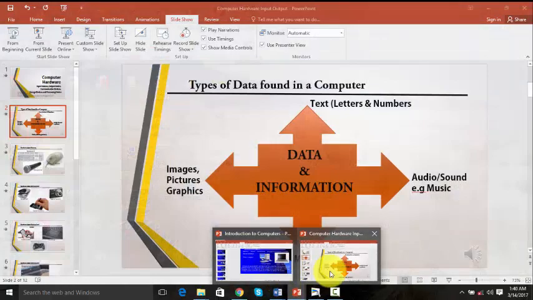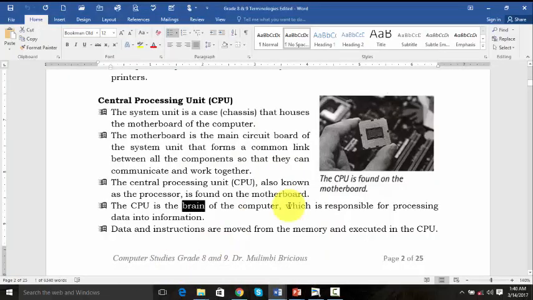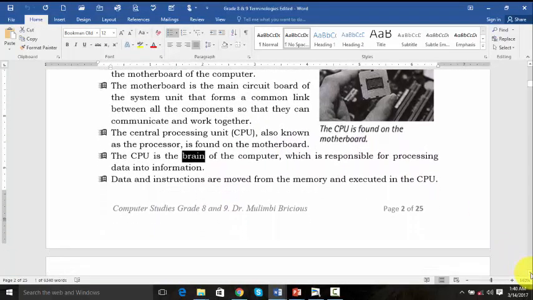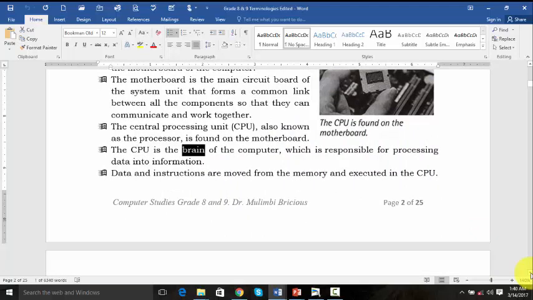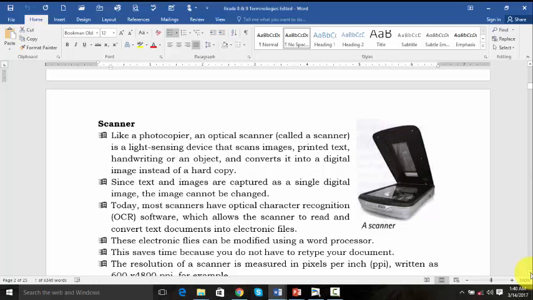Like what we discussed in our work here, if you look at the categories of hardware, we talked about the communication device, the processing device. Under this one here, we need to discuss the central processing unit, which processes data which is entered into the computer. So that's about the central processing unit. Now, what we are saying is that data and instructions are moved from the memory and extracted in the central processing unit. So now for today, children, we are going to end on the central processing unit.